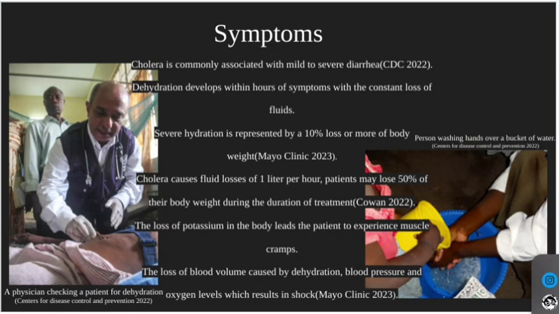Severe dehydration is represented by a 10% loss or more of body weight. In extreme cases, cholera causes fluid loss of 1 liter per hour, reaching dangerous levels to where patients may lose 50% of their body weight during the duration of the treatment. Dehydration eventually leads to the loss of essential minerals in the blood, which creates an imbalance in maintaining body fluid balance. Due to the loss of blood volume in the body caused by dehydration, blood pressure and oxygen levels in the body drop, which results in the patient going into panic.